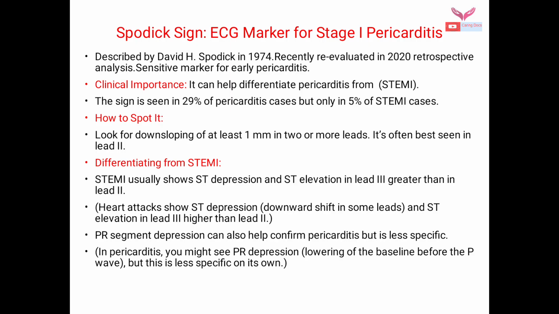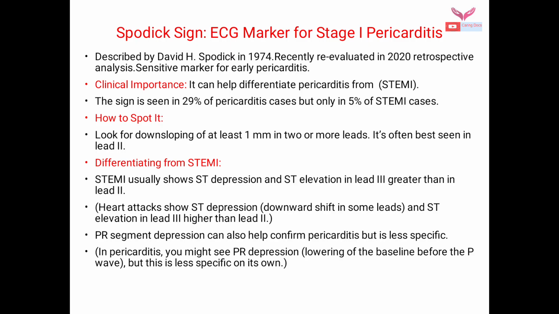If it is more than 1 mm, then there are likely chances that Spodick sign is present, and it is best seen in lead 2 and the precordial lead like V3 to V6. So it helps us in differentiating from ST elevation MI. In ST elevation MI, we usually see ST depression and ST elevation in lead 3 greater than lead 2.